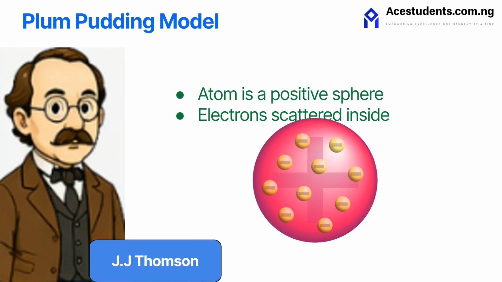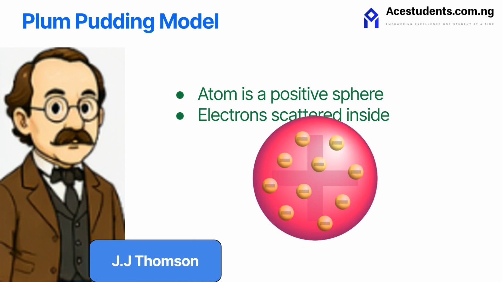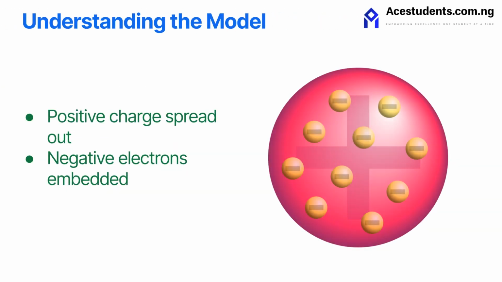In this model, the atom is a sphere of positive charge, with negatively charged electrons scattered inside, much like plums in a pudding. The plum pudding model featured a positive charge spread throughout a sphere, with negative electrons embedded within it. This maintained overall electrical neutrality.